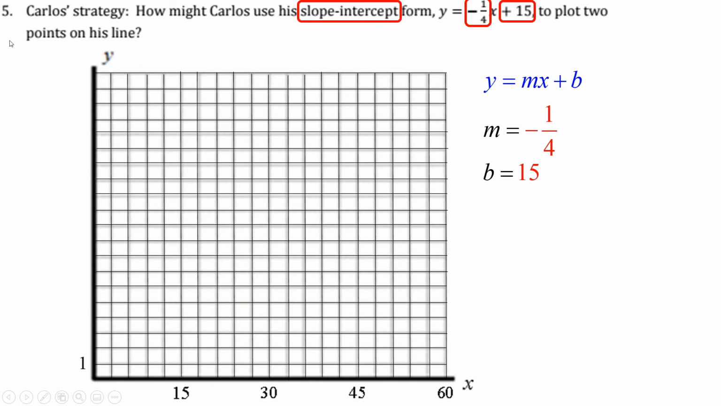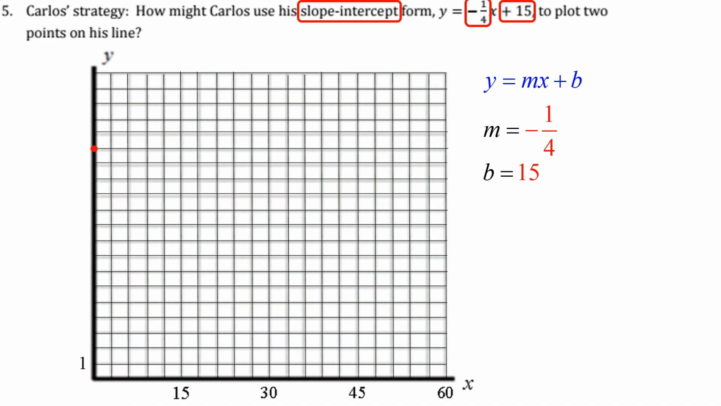So b equals 15. Now, this is scaled by ones here, so we're going to have to count them carefully. 1, 2, 3, 4, 5, 6, 7, 8, 9, 10, 11, 12, 13, 14, 15. Right there, the y-intercept. There's 1 point. Now, let's do the slope from the y-intercept. And remember, slope is rise over run. So we're going to rise -1 and then run 4. So that means the rise is easy. We're going to drop 1 because these are scaled by 1.